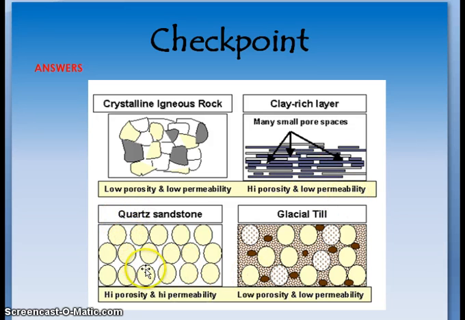Here we have lots of space, which is high porosity, and since we have lots of space, we can have a high permeability here. It'd be very easy to maze through this quartz sandstone. And then here, this is all unsorted, low porosity. There's barely any pore space. I couldn't color any of this in. And there's no place for water to flow through, so it's a low permeability.